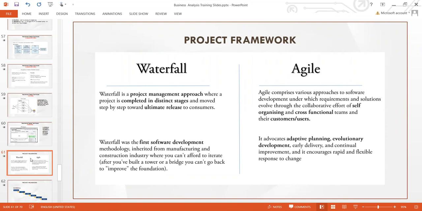Waterfall was the first software development methodology, inherited from the manufacturing and construction industry, where you can't afford to iterate your deliverables. After you build a tower or a bridge, you can't go back to improve it. That's the mindset of waterfall: that you need to build everything. If you are building a bridge, you need to build everything before it's commissioned. And once the bridge is commissioned, it's commissioned. You can only go back if there is a problem. That's the mindset of waterfall.